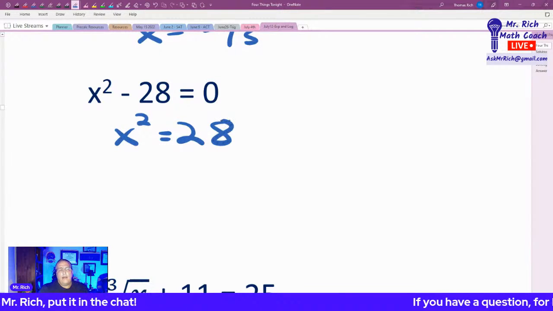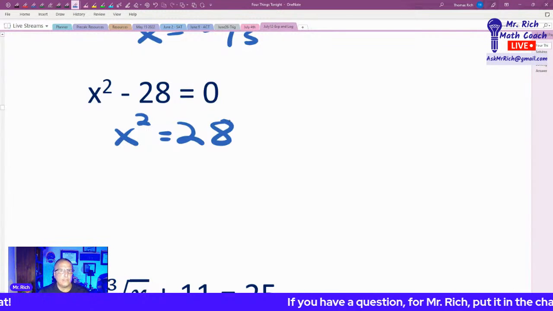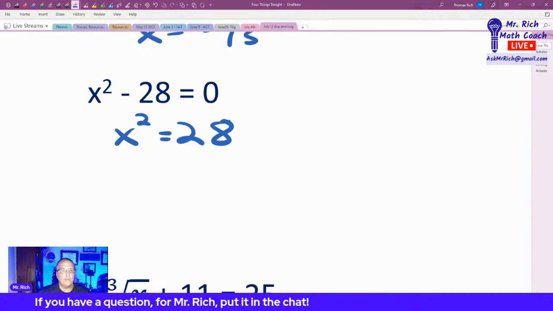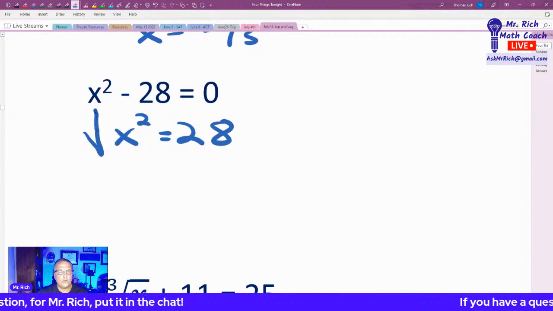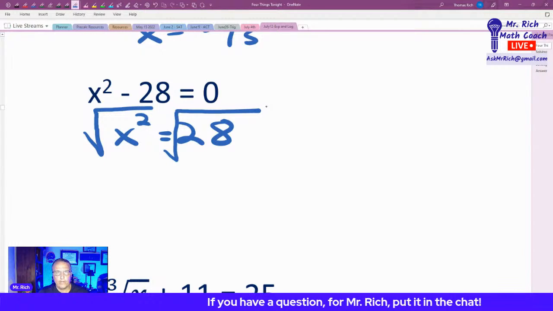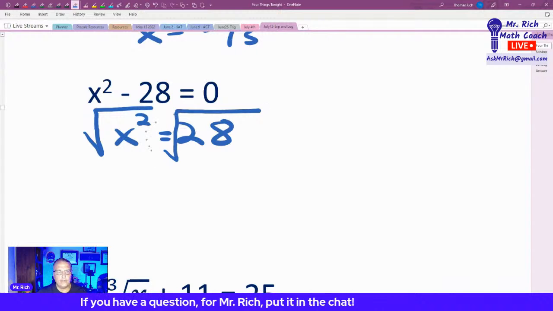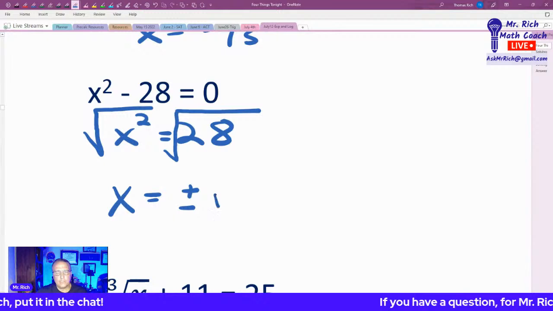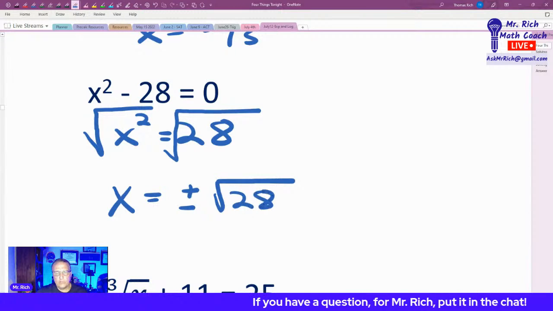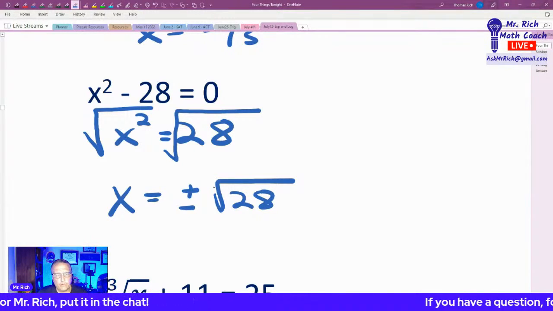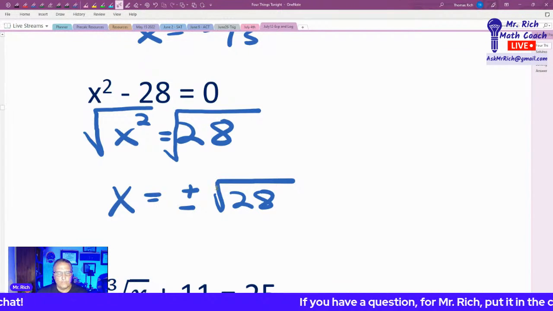Okay. Now, I want to isolate the x, so I need to consider what is the inverse operation of a square. And the inverse operation of a square would be a square root. So I'm thinking about the inverse operation of squaring as being square rooting. And the square root of x squared is an x, and this is plus or minus the square root of 28. All right, I can simplify this radical 28 as 2 root 7, but that's not the point here. It's that I used an inverse operation.